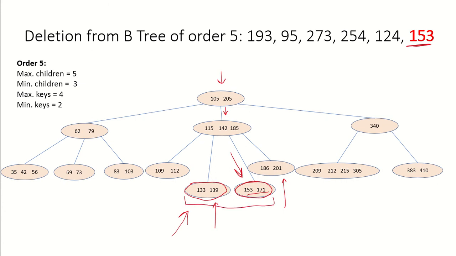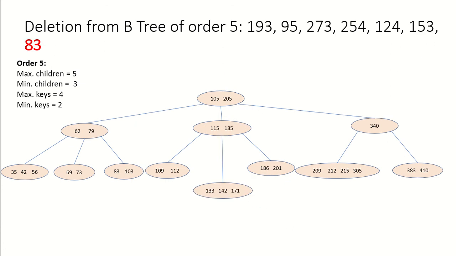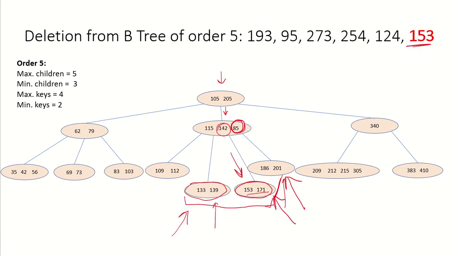So either I can merge with the left sibling along with the intervening parent, which is 142, or I can merge with the right sibling. So this node along with its right sibling and with its intervening parent. So I can do either of this. Either I can merge with the left sibling or I can merge with the right sibling along with the intervening parent. So what I have done over here is I have merged it with its left sibling over here.